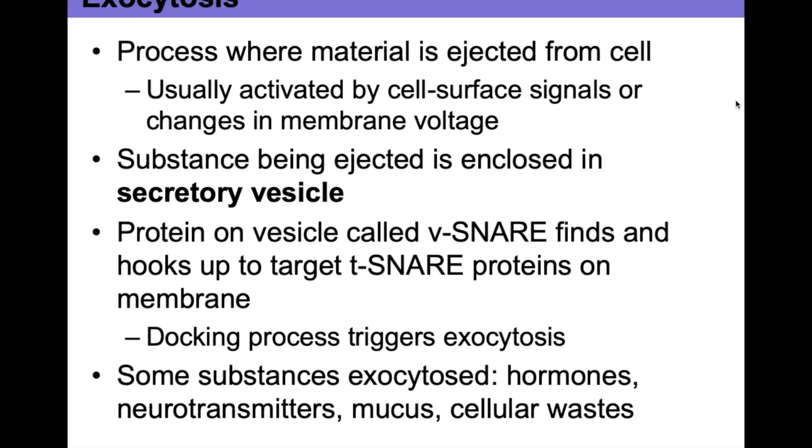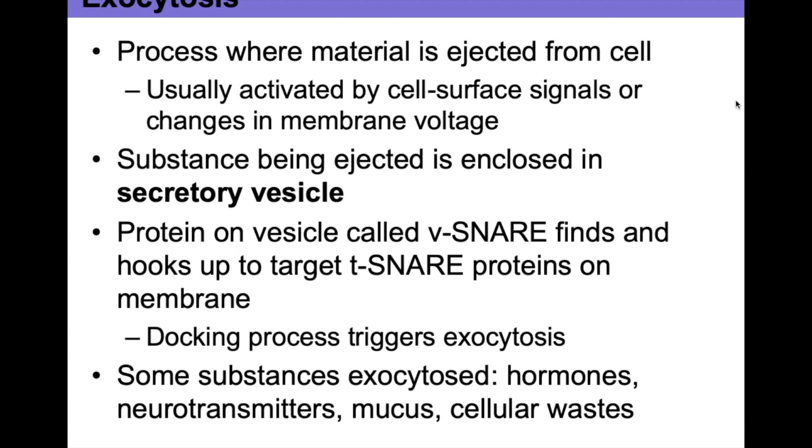So substances being ejected in vesicles are called secretory vesicles. This is like when you are releasing something in a vesicle instead of bringing it in a vesicle, like the vesicular transport that we just talked about. There's a protein on the vesicles called V-SNARE, and it finds and hooks up with the target T-SNARE proteins on the membrane. Don't get too bogged down with this. You just need to know that you have different proteins that help to drive this function, which is a docking process, and this triggers exocytosis, again, the release of materials.